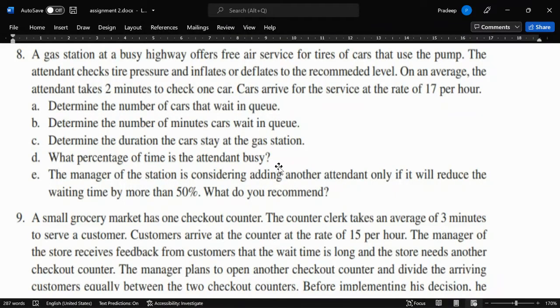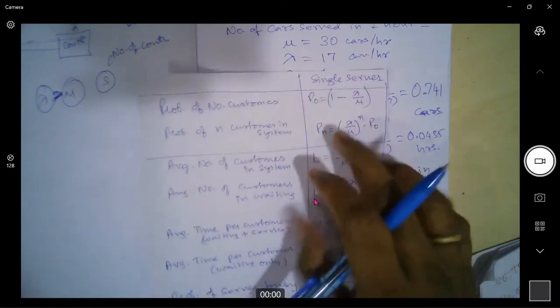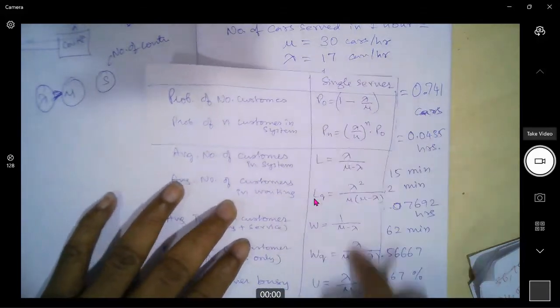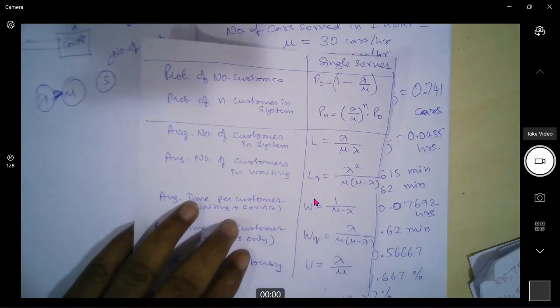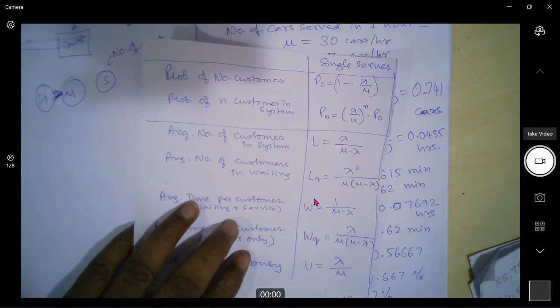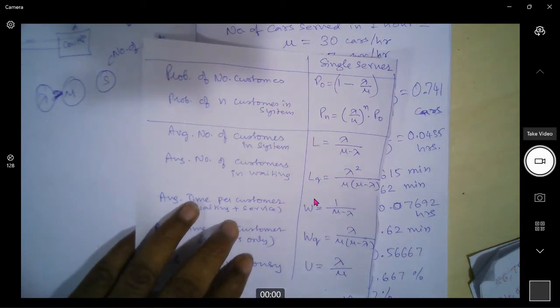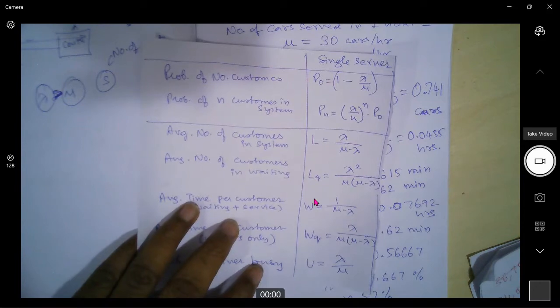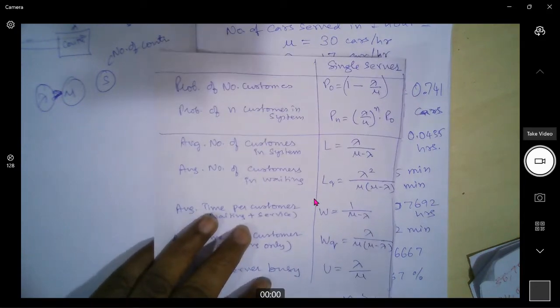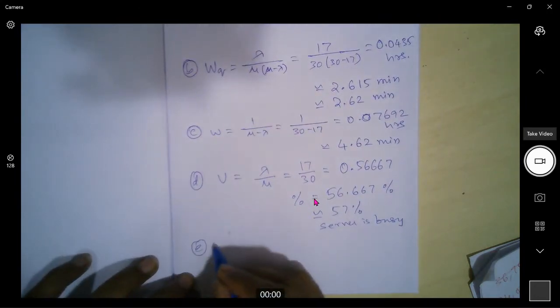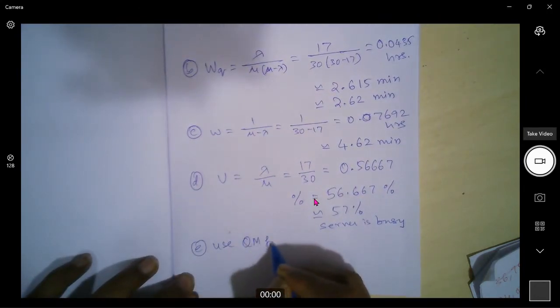Now let us go to part E. The manager of the station is considering adding another attendant only if it will reduce the waiting time by more than 50%. What do you recommend? Now these formulas are true only if it is a single server. What if there are multiple servers? There are formulas available, but they are too complicated, with too much mathematics, summations and factorials and things like that. So we will not learn those formulas. We'll simply use the software. So for solving E, use QM for Windows software.